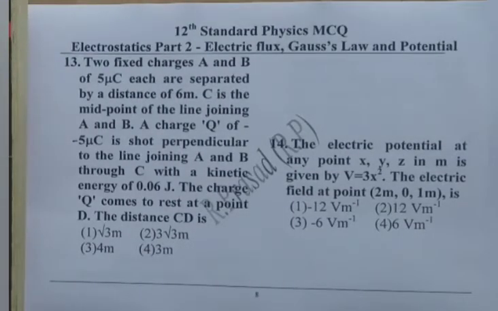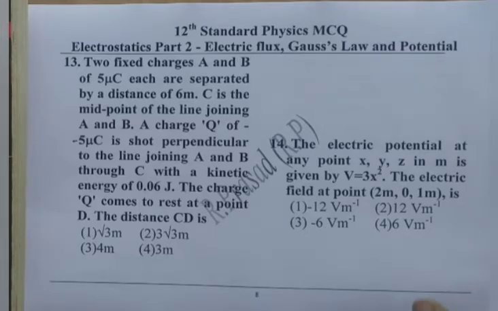So, with this, we go for the 13th question here. We read it. Two fixed charges A and B of 5 microcoulomb each are separated by a distance of 6 meter. C is the midpoint of the line joining A and B. A charge Q of minus 5 microcoulomb is shot perpendicular to the line joining AB through C with kinetic energy of 0.606 joules. The charge Q comes to rest at the point D.